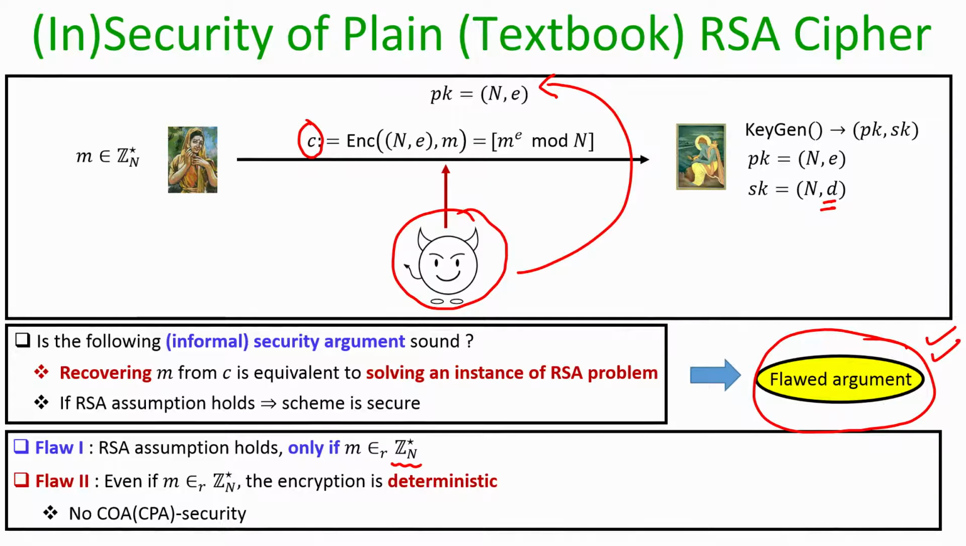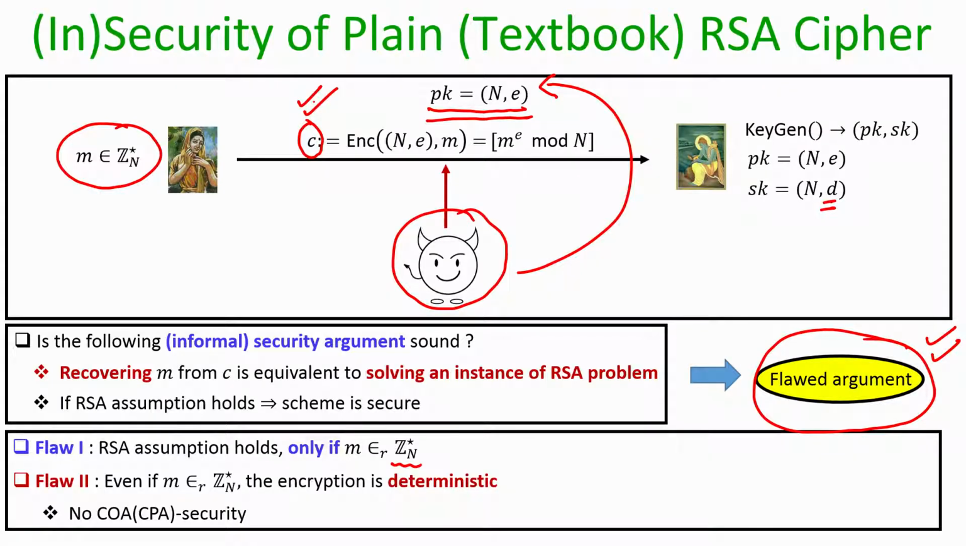The second flaw here is that even if we assume for the moment that the sender is encrypting messages which are random elements from the set Zn star, and hence the RSA assumption holds, the whole encryption process that the sender is using is deterministic. There is no internal randomness as part of the encryption algorithm. That means if the same sender wants to encrypt the same message little m multiple times using the same public key (n, e), then she will end up getting the same ciphertext little c.